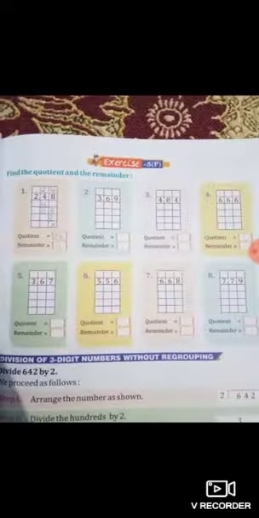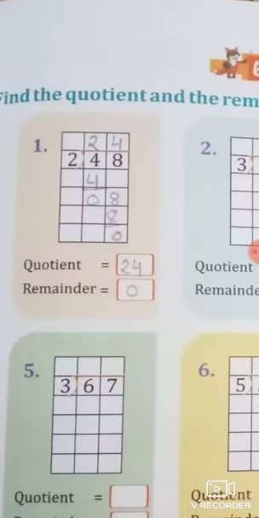So children, you will solve the rest of the questions yourself in this exercise like the first question. Now we move on to the next exercise, exercise 5F. Find the quotient and the remainder. First question is, we have to divide 48 by 2, and we know that very well, 2 twos are 4.